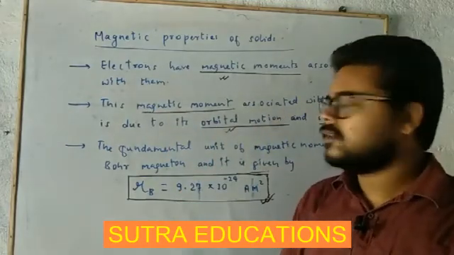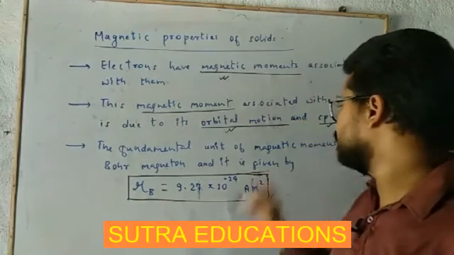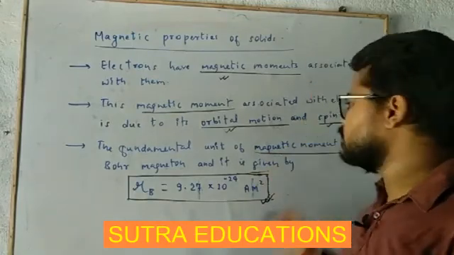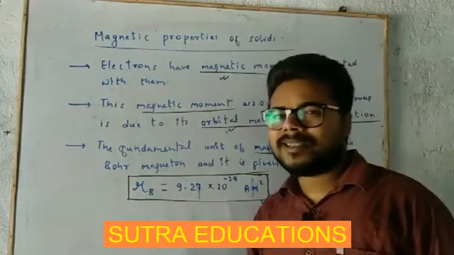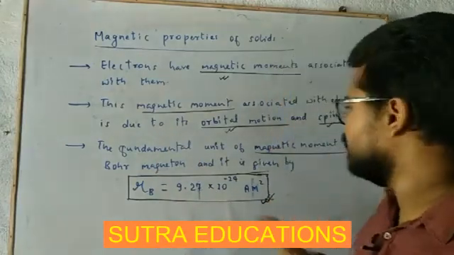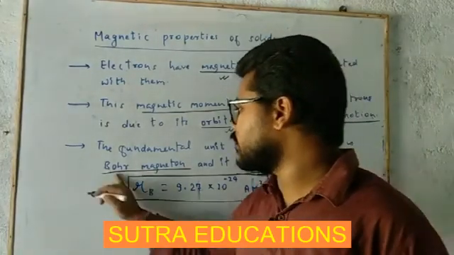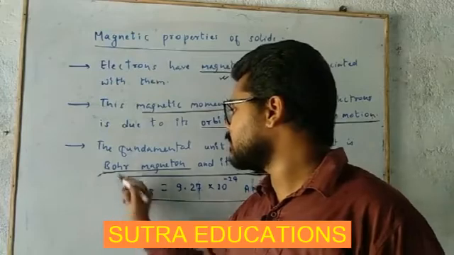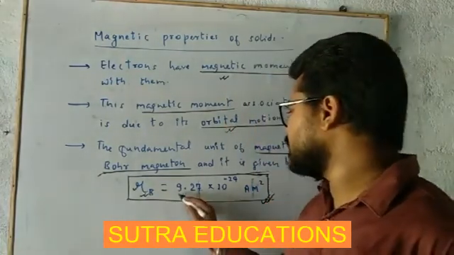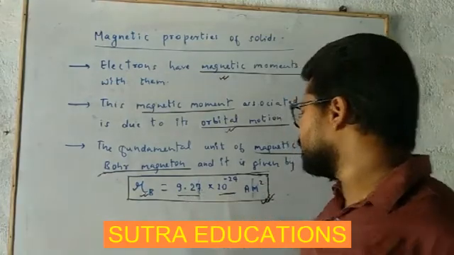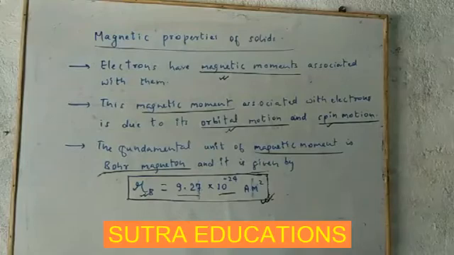Now the fundamental unit of magnetic moment. What is magnetic moment? I told you. The basic unit of magnetic moment is Bohr magneton, and it is given by mu b, and it is equal to 9.27 into 10 to the power minus 24 A m square.